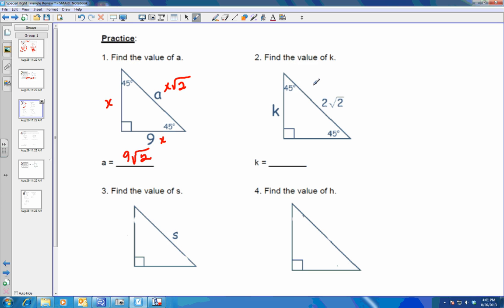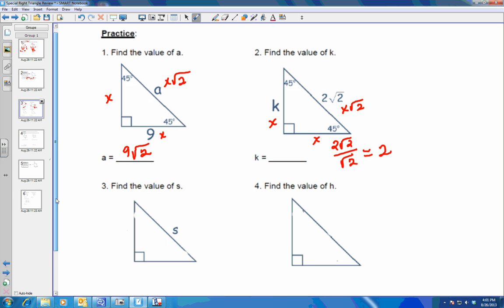All right, going backwards on number 2, I'm given my hypotenuse and I want x. Remember, this is x square root of 2. So to go backwards to find side k, I'm going to divide 2 square root of 2 divided by the square root of 2, so that k is equal to 2.